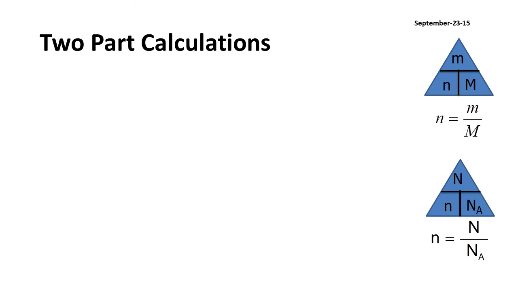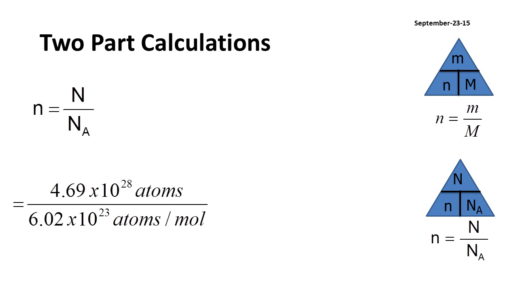So the first formula that I have 2 pieces of information for in this case is this one, because I know Avogadro's number, and I know the number of atoms of tin that I have, so I can solve for the number of moles. So the number of moles is equal to the atoms of tin divided by Avogadro's number. So 4.69 times 10 to the 28 atoms divided by 6.02 times 10 to the 23 atoms per mole. And once I do out that calculation, I should have 3 significant digits, and I get 7.79 times 10 to the 4 moles.